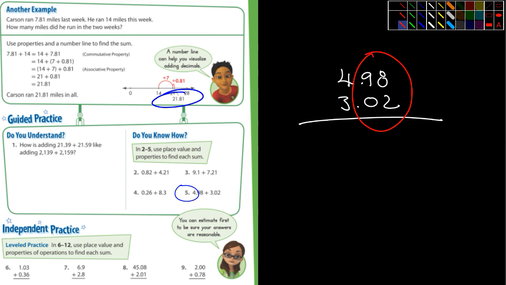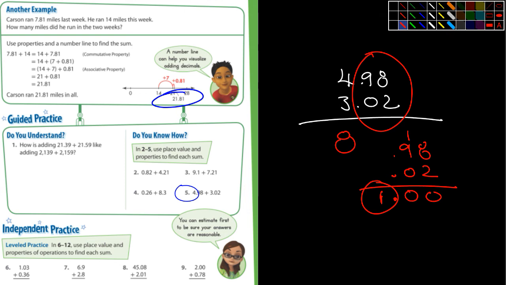If I just added 0.98 and 0.02, what's 2 plus 8? That's going to be 10. Put down the 0, carry the 1. What's 9 plus 1? That's 10. And then there's nothing here, so I carry the 1 over. So it's equivalent to 1. And then 4 plus 3 is 7, plus 1 is 8. Some of you, maybe, hopefully, could have just looked at that and known what it was. So the answer to number 5 is 8.